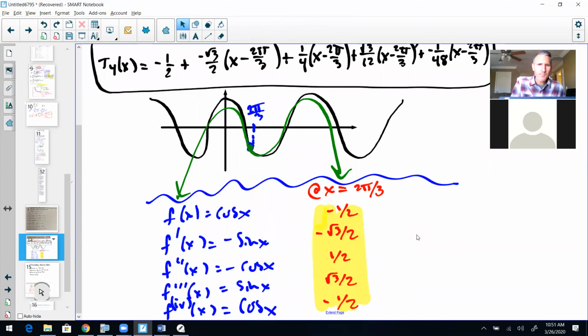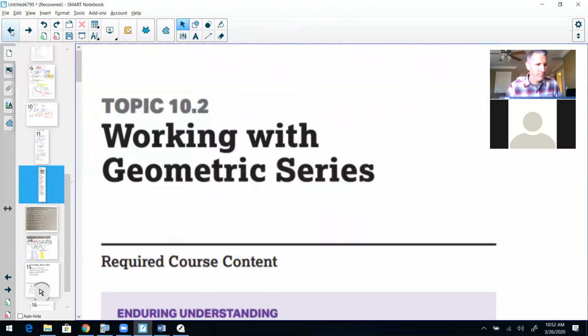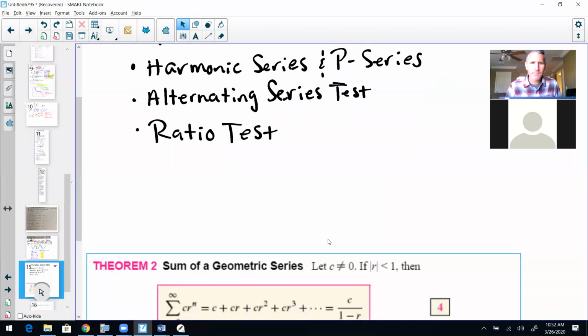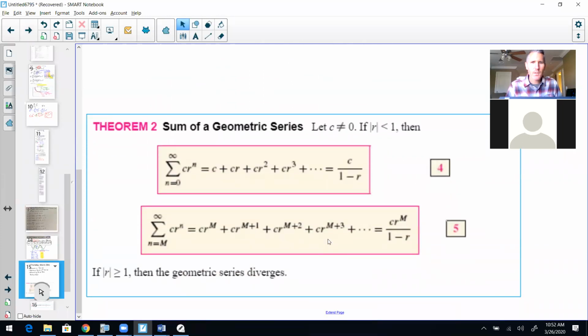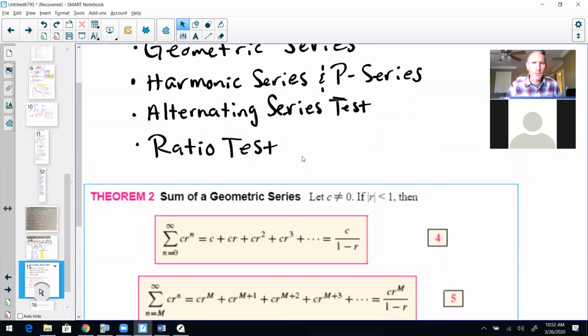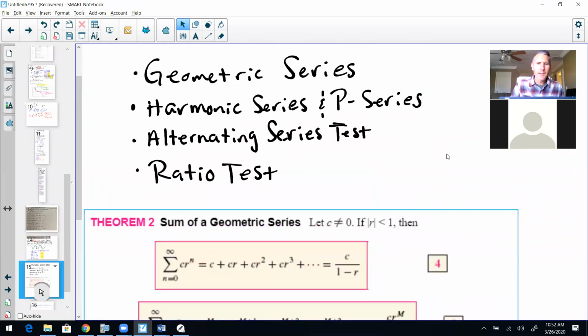All right, cool. Next, we're going to dive into the new stuff, which is geometric series. So here we go. This is kind of what we have for geometric series. And these are all the things that we're going to learn today. But I'm going to make it so it's not going to be too much. It's going to be definitely doable. You'll be able to handle it.